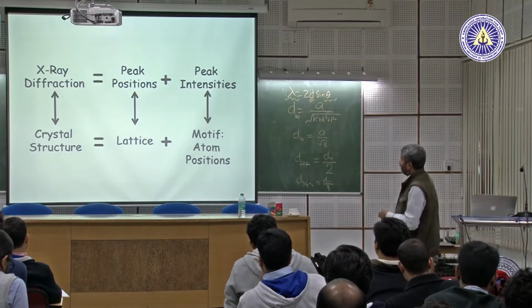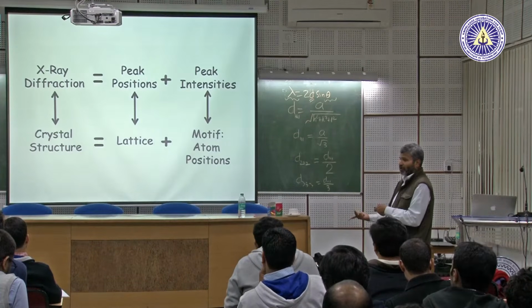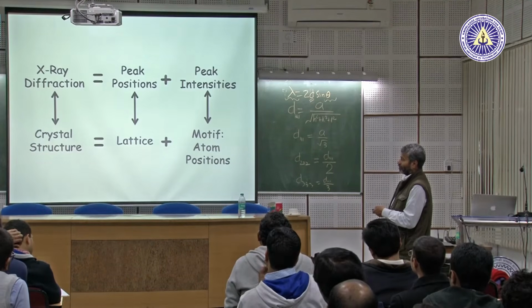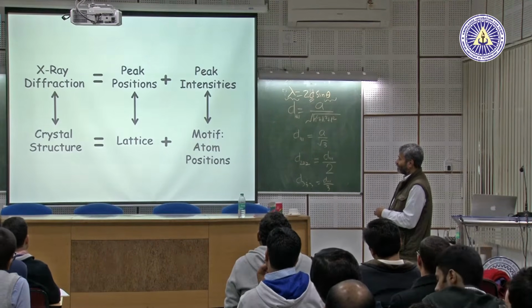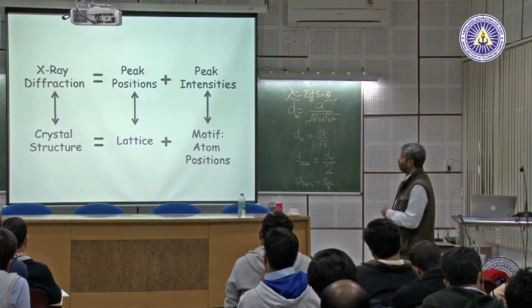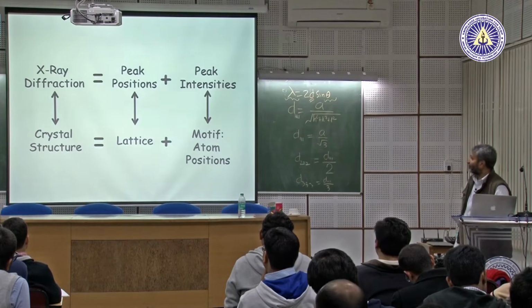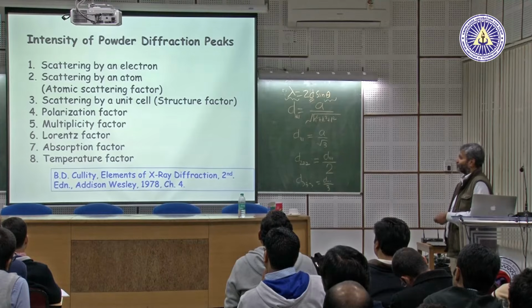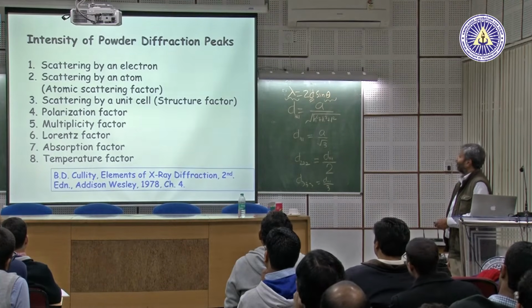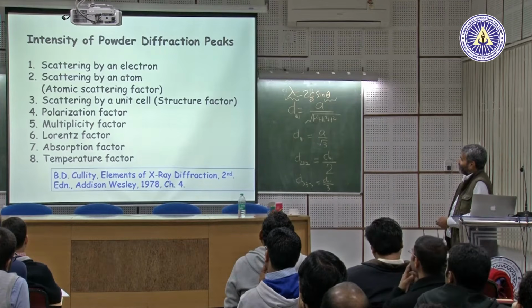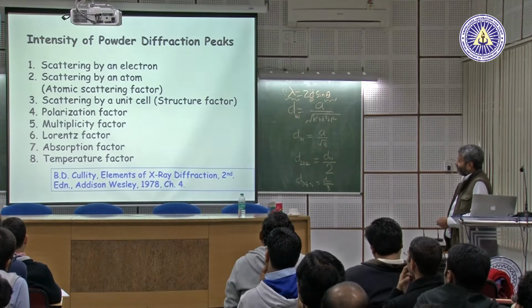So, essentially what we have done till now is to look at the peak position. Bragg's law as given relates to peak position, theta is the peak position. So, Bragg's law as such can give only the lattice, but we want the entire crystal structure. So, we have to look at the peak intensities as well. Now, intensity has lots of factors. This list is very daunting: scattering by an electron, scattering by an atom, scattering by a unit cell, polarization factor, multiplicity factor, Lorentz factor, absorption factor, temperature factor.